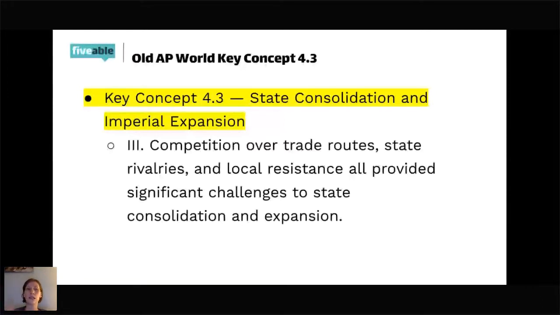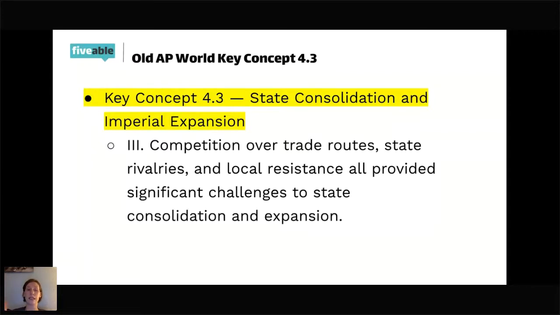But state consolidation and imperial expansion, competition over trade routes, state rivalries, and local resistance all provided challenges to state consolidation and expansion. It's worded a little bit differently here because it's including some ideas about empires being challenged by outside forces as well as internal forces. And we do want to acknowledge both of those things. So that's where we are in the key concepts or in the course outline. That's where we're focusing here.